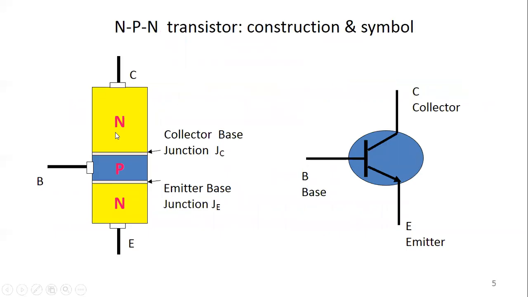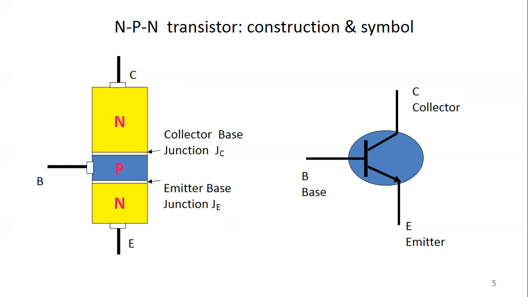This is the structure of a particular NPN transistor. So what we have is two N type materials, one here and one here, and within this we use a P type material sandwiched between the N type materials. We have named all those terminals: this larger region of N type material is called collector, while this middle region is called base region, and this third one is called emitter.